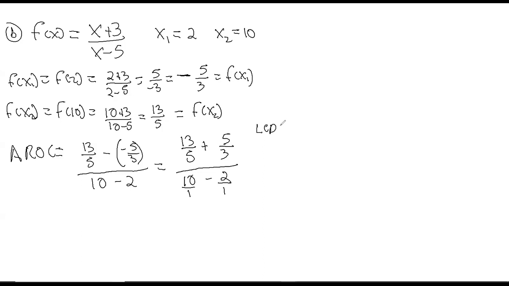So our LCD with denominators of 5, 3, and 1 is 15. And that's what we multiply all tops by. The 13, the 5, the 10, and the 2 specifically. So I'm going to show that with a different color. Yeah, we'll do that. So 15 times the first fraction plus 15 times the second fraction, then all over 15 times the third fraction and 15 times the fourth fraction.